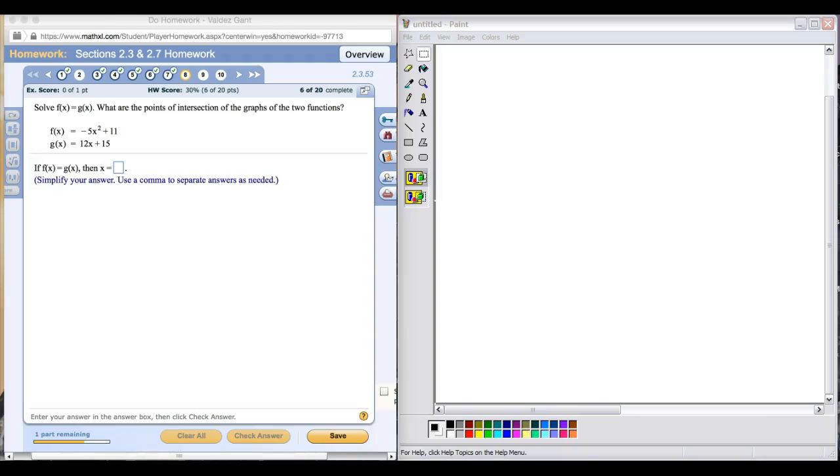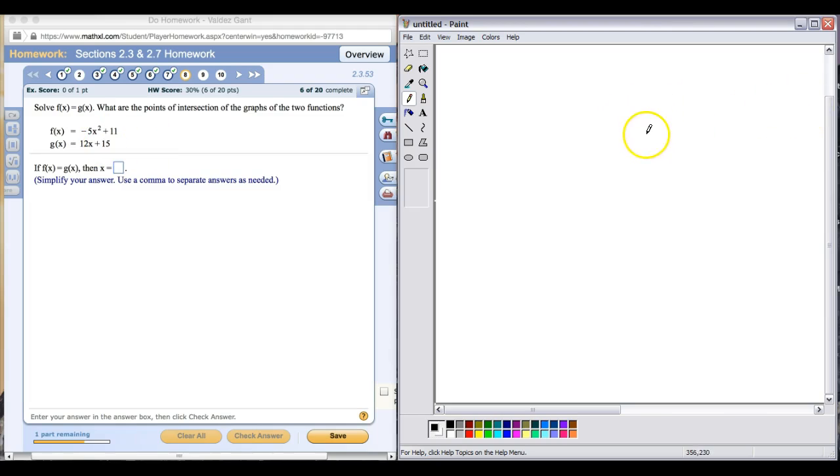Alright, so this next video will be about how we can actually apply solving quadratic equations to a particular situation. For this example, we're trying to find the points of intersection on the graph of these two functions. To give you an idea of what's going on so that you can have a visual, we have a function f of x, which is negative 5x plus 11.